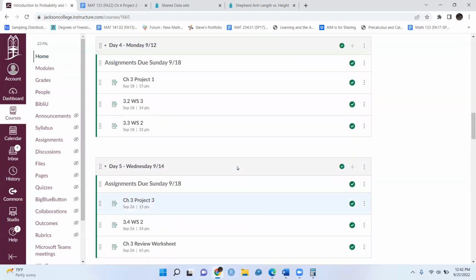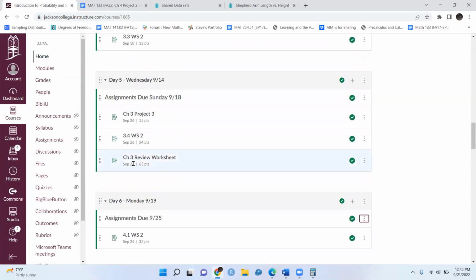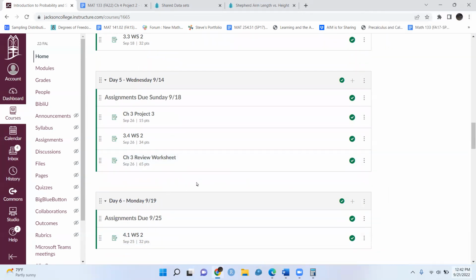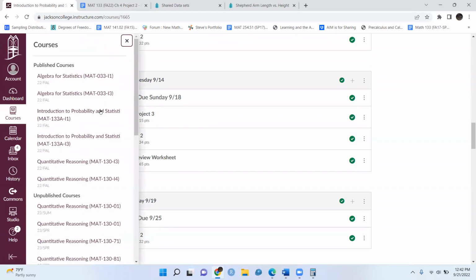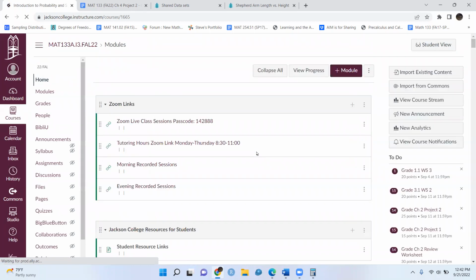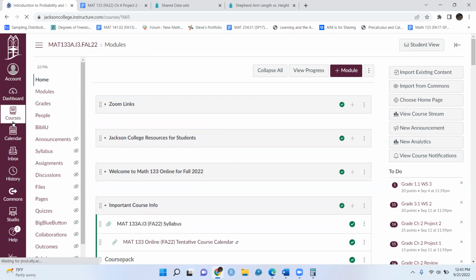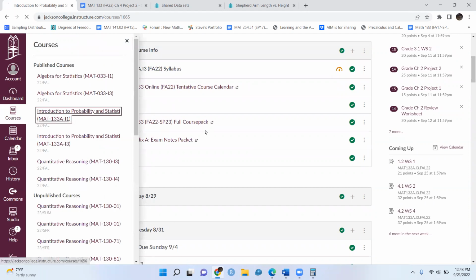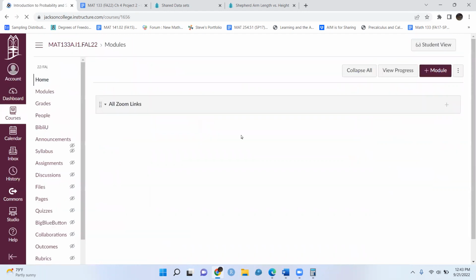Chapter 3 review is due this weekend, right? Yes, that's the one that says the 26th. I think we said the 26th so you could bring more questions on Monday if you need. And do remember that the due dates are to keep you on track. If you miss them, that's okay. You're not going to get penalized for missing them.